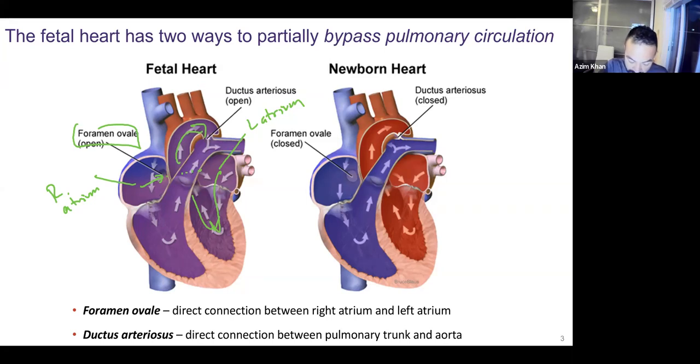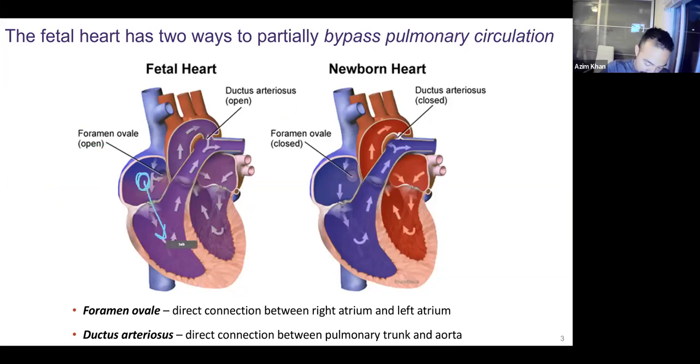The other bypass, which I'll draw, I'm going to clear my drawing here. Some blood will end up going from the right atrium to the right ventricle, and then from the right ventricle, we go up the pulmonary trunk. We could go to the pulmonary arteries, or we could bypass from the pulmonary trunk to the aorta.